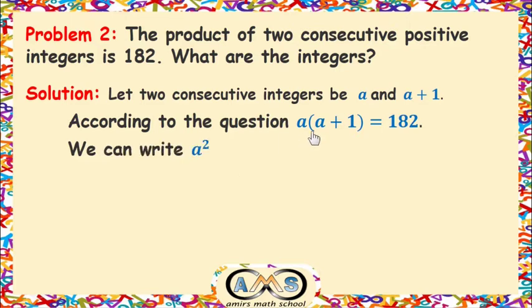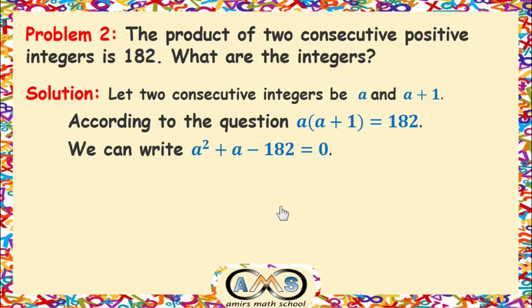Now, we can write this as a quadratic equation with variable a, that is a square plus a minus 182 equal to 0. We can solve this equation by many methods. If we apply middle term factorization, we can solve this to get the value of a. And if we add 1 to that a, we get the result, that is, two consecutive positive integers.